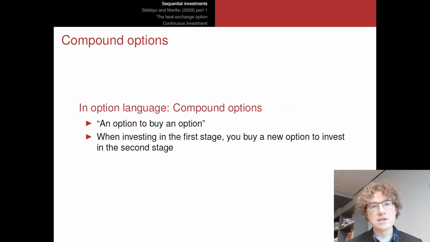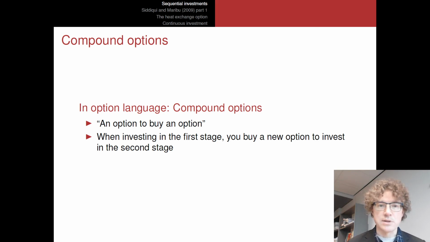So how would we do this? Well, actually we can make the comparison here with compound options, which is a type of option that you might know from your financial options courses. So a compound option basically is an option to buy an option. So when you exercise your first option, what you get is not, say, a stock in financial terms, but you get another option perhaps on a stock, or some interest rate or whatever. So it's an option to buy an option.